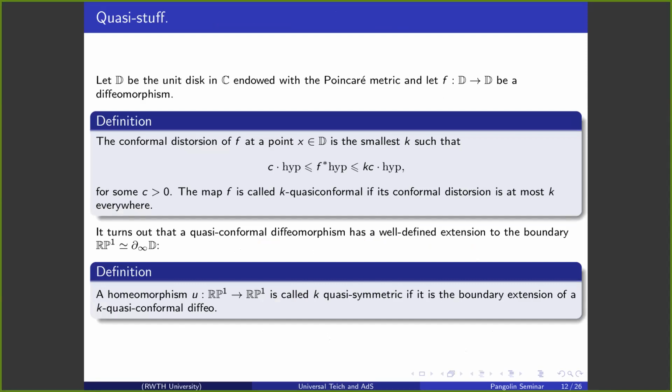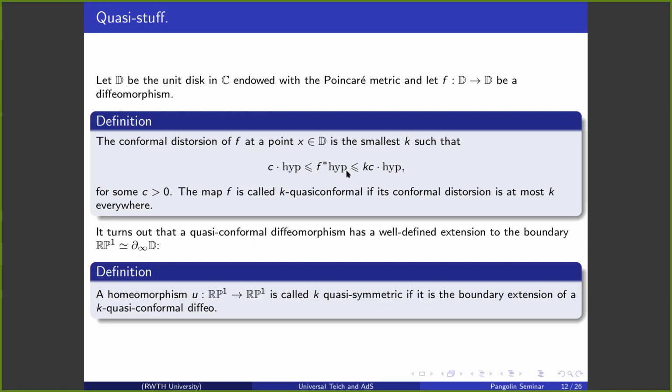Okay, before I move on, let me describe really what is this object that we saw appearing in the boundary of ADS, this quasi-circle. You will hear a lot the word quasi, because the quasi-circle is formally the boundary value of a quasi-conformal diffeomorphism. So let me say what is quasi-conformal. You have a diffeomorphism of the disk, and the disk is endowed with the hyperbolic metric.